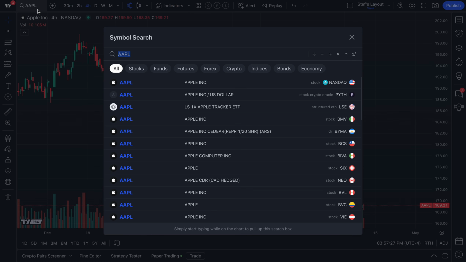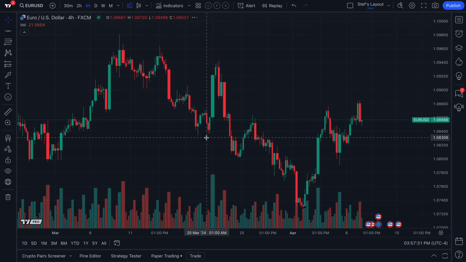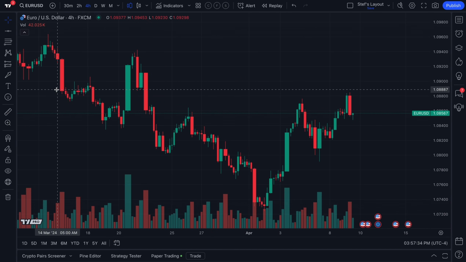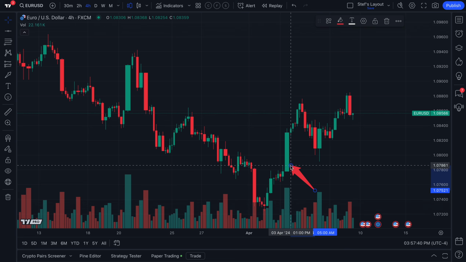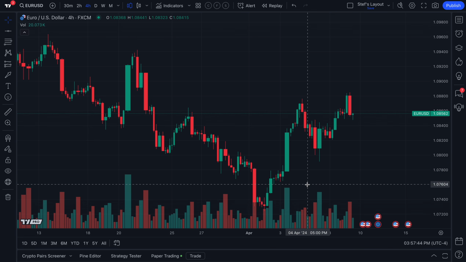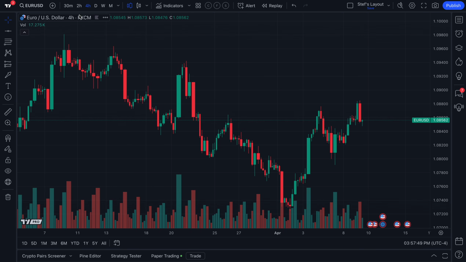So we've now gone from Bitcoin to Apple. Now we will go to the Euro USD. So we're going from crypto to stocks and now to Forex. And you can see the exact same thing. Look at the size of this volume bar. And by extension, look at the size of this candle. Once again, you can spot the biggest volume moves on the most important days when this tool is activated.